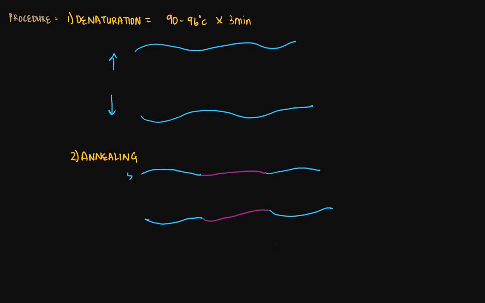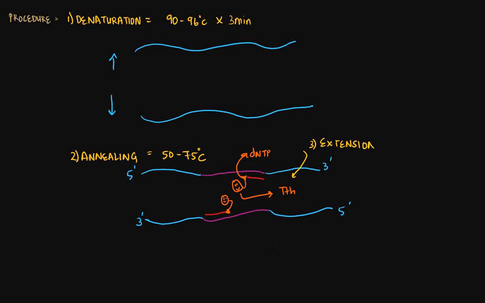Seeing the separated strand of DNA, the primers now get a chance to attach to the 3' end of the flanking sequence. This takes place at 50 to 75 degrees Celsius. Now, seeing the primers with the DNA, the Tth polymerase comes in and adds bases. This process is known as extension, which takes place at 68 to 75 degrees Celsius. This entire cycle takes about 5 to 10 minutes.